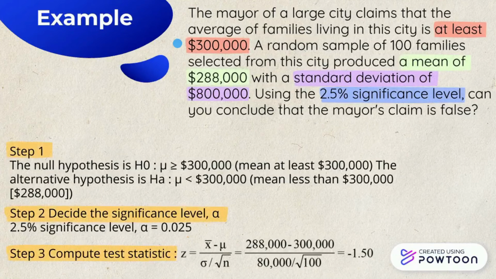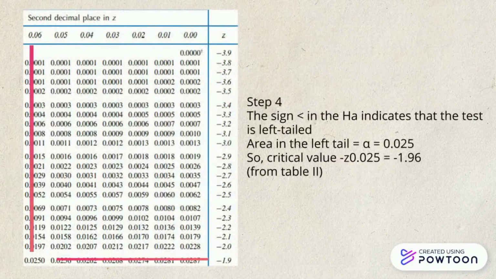Step 1. For the null hypothesis, the mean is at least $300,000, and for the alternative hypothesis, the mean is less than $300,000. Step 2. The significance level is 2.5%, or we can write alpha equals 0.025. Step 3. Compute the test statistic by using the formula and the data given. Step 4. The less-than sign in the alternative hypothesis indicates that the test is left-tailed. Hence, from the table, the critical value is equal to negative 1.96.